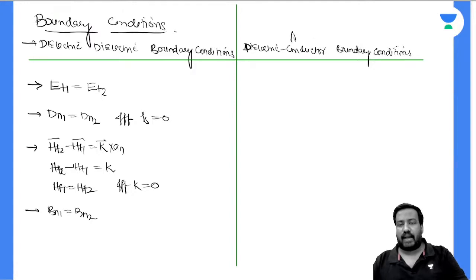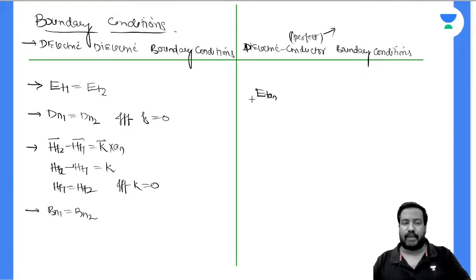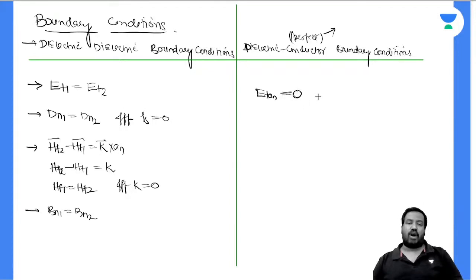Dielectric conductor or dielectric perfect conductor boundary conditions. As you know, no field component can exist in perfect conductor. It will become 0 if you try to simplify these equations. For dielectric conductor boundary condition, you get one quantity becoming 0. E tan is equal to 0, which implies the tangential component of electric field on the surface of a perfect conductor is always 0.